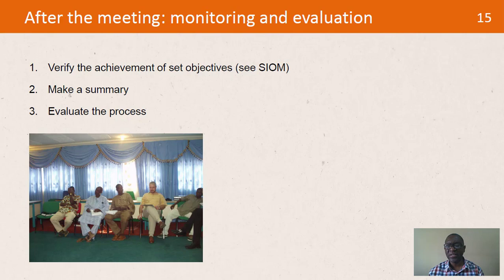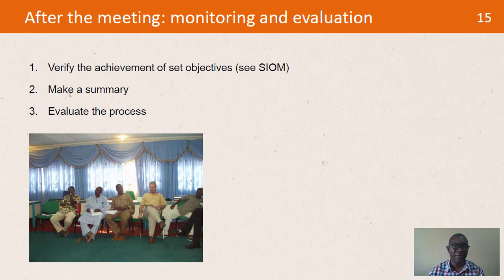The facilitator should be attentive to the objectives throughout the meeting, and at closing time should recall them and go through them one by one, explaining whether or not they have been achieved. 2. Make a summary. The next step is to present a summary of the meeting. The facilitator summarizes what was discussed, decided, and approved during the meeting.